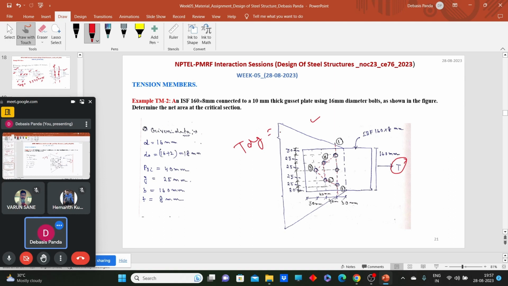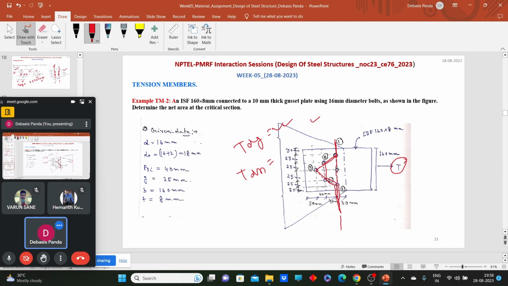That means the design strength due to gross cross-sectional area, and TDN, that is the rupture strength at the critical section. So first we need to find out the critical section. We found the critical section for this problem in the last class. For this kind of section, we can have the critical section 1-1, or a critical section like 1-2-2-1, or a critical section like 1-2-3-2-1. So we need to check which section will have the minimum net area.